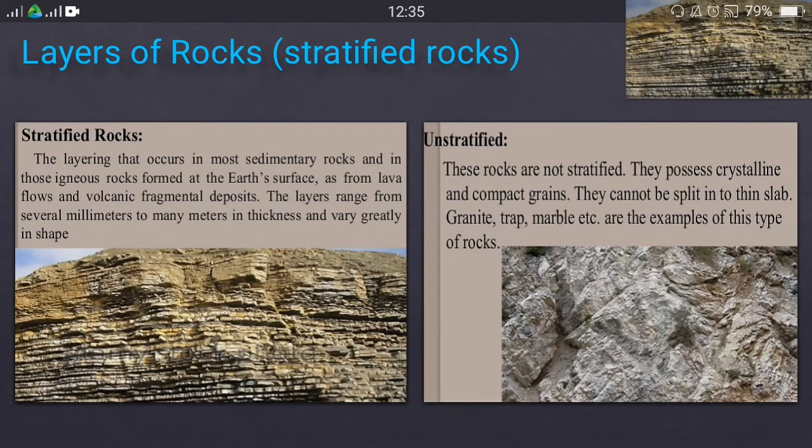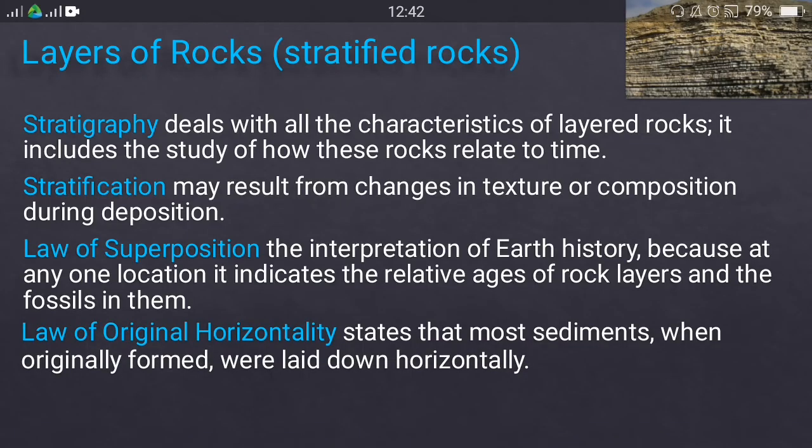While when we say unstratified rocks, the structure of these rocks is crystalline or compact granular. They possess a similar kind of structure throughout their whole body. Most of the igneous rocks and some sedimentary rocks come under unstratified rocks. Granite, marble, and trap are a few examples of these unstratified rocks. So, the stratigraphy and stratifications have already been discussed.